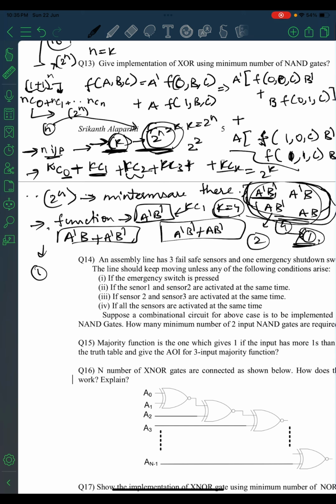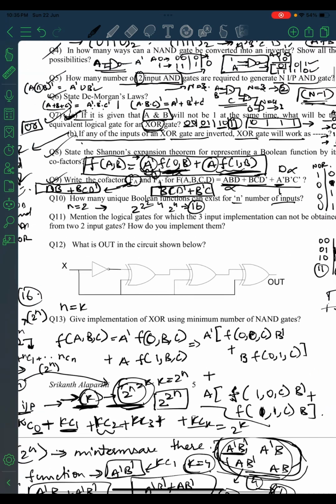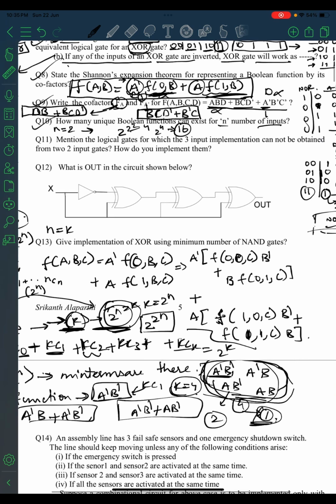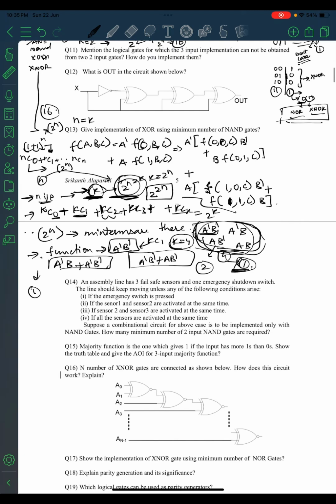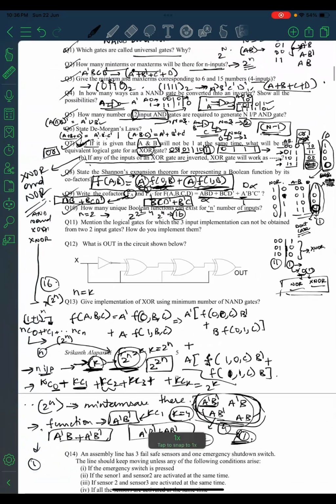So 2 to the power of 2 to the power of n functions are possible for n inputs. That is what the 10th question asked: how many unique Boolean functions can exist for n number of inputs? That is the answer to the 10th question: 2 to the power of 2 to the power of n. Now I have discussed with you this mathematical theorem and what exactly it is, so you will never forget it.